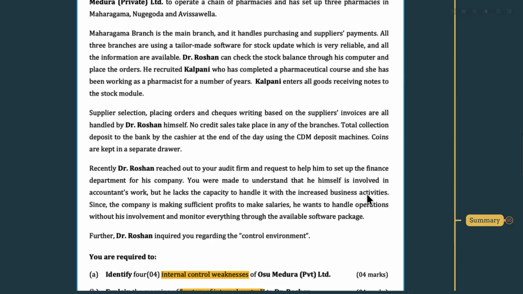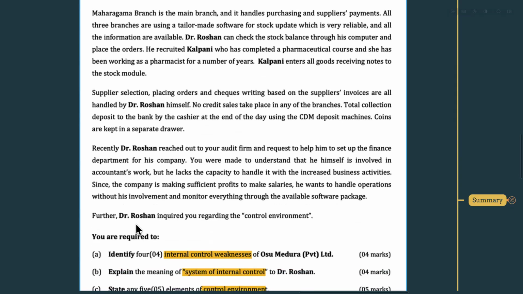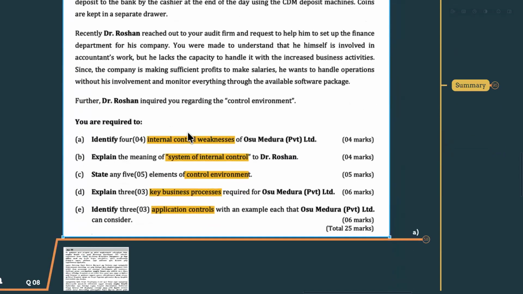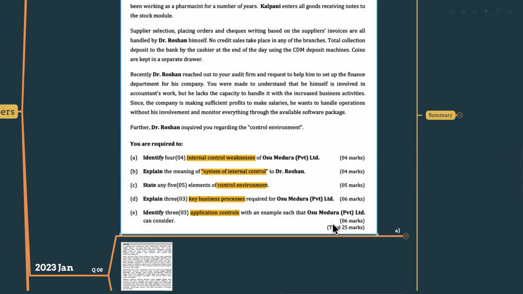There may be human errors possible because he is handling most of the items. And since the company is making sufficient profits to pay salaries, he wants to handle operations without his involvement and monitor everything through the available software package. Further, Dr. Roshan inquired regarding the control environment also, right? The organizational culture. Now, identify the internal control weaknesses first.